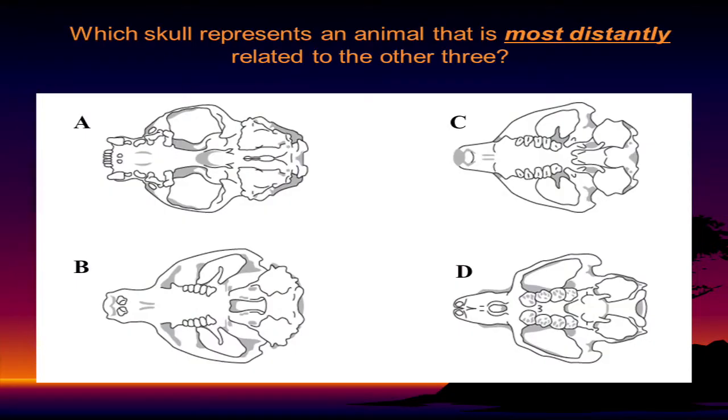Let's compare the skulls of a few animals. Which are the most distantly related to the other three? Which is the most different than the others? Notice how the mouth of the species in choice A is a lot different than the others? This species would be a very distant relative of the other three.